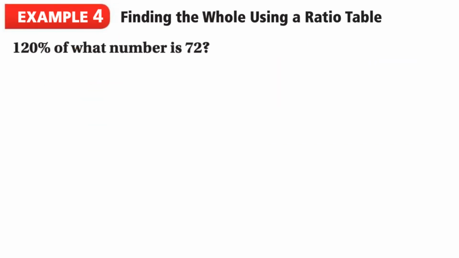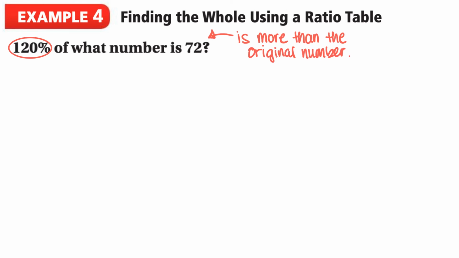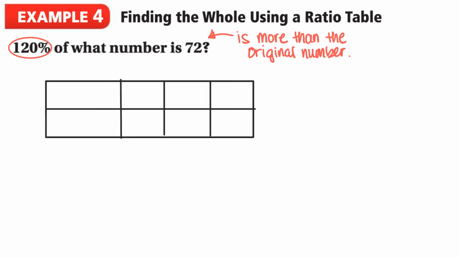Here in our fourth example, we're also going to be finding the whole, but we're going to be using a ratio table. So in this question, we have 120% of what number is 72. Since we have 120%, it means that 72 is more than the original number. So we're going to draw a ratio table, and we can label this first column with part and whole. And our part is going to be 120, and our whole is still going to be 100.